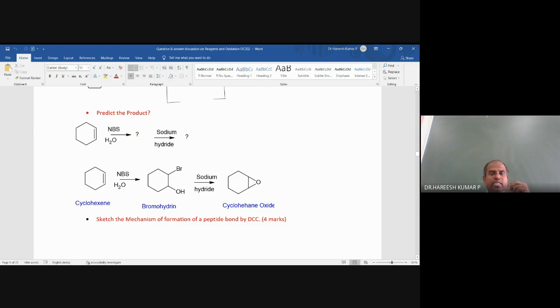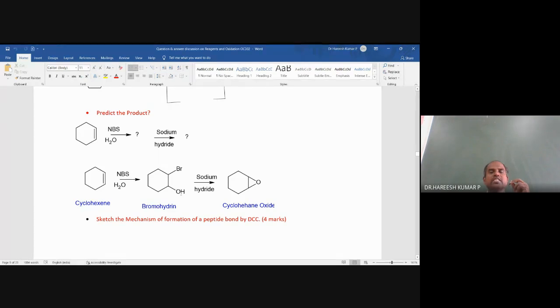So what will happen? I think you are aware about the NBS. NBS in H2O means polar solvent, addition reaction. So Br will form a bond over here, and how will it form? The lone pair present on this pi bond reacts with Br plus. Succinimide is the byproduct, and there will be a positive charge on this carbon. Since there is a positive charge, the water molecule itself is attached to this electron deficient carbon. So that is how a bromohydrin is formed.